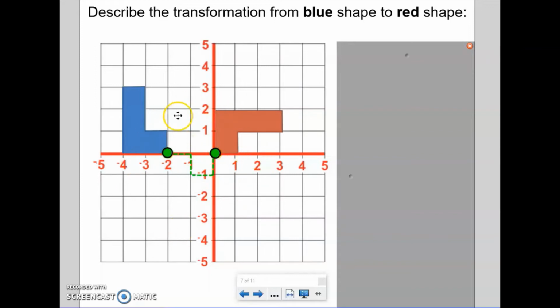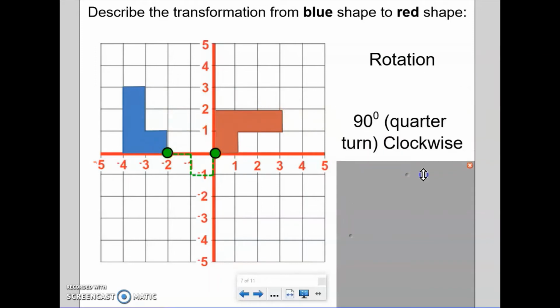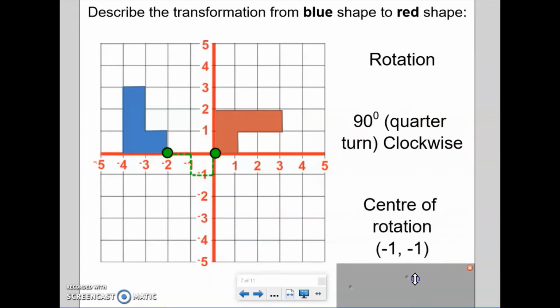So now I can go ahead and explain this transformation. We know it's a rotation and we're going 90 degrees in the clockwise direction. Again, it's a quarter turn in the clockwise direction. And this time our center of rotation is going to be at the point (-1, -1). So we've just extended that idea of inspection in order to find the center of rotation.